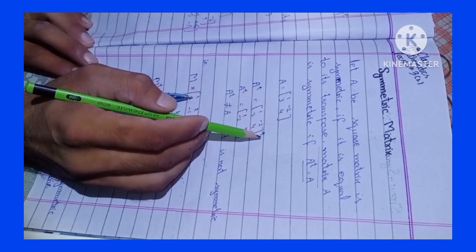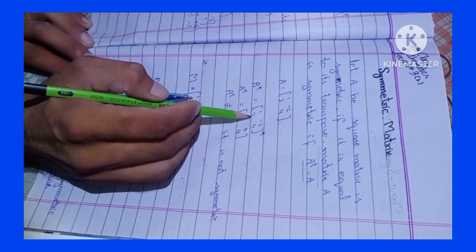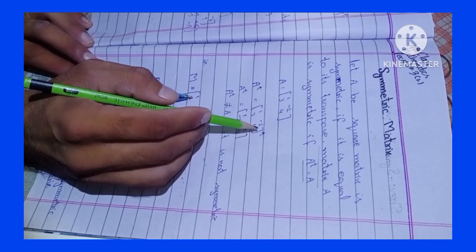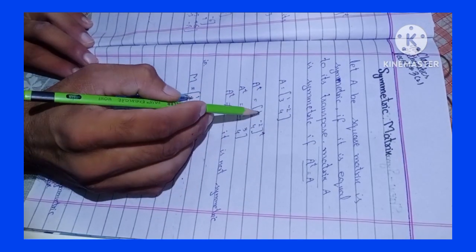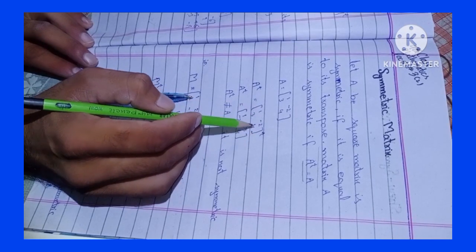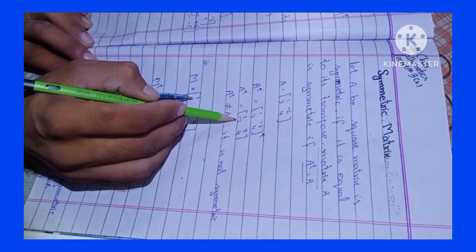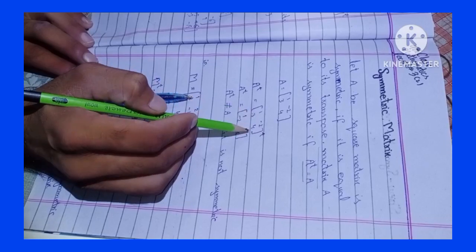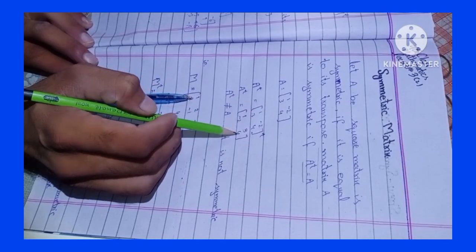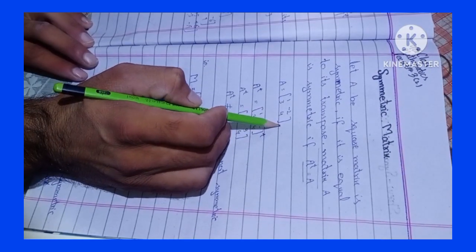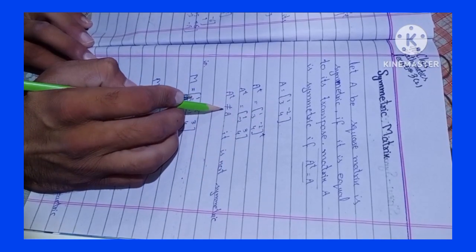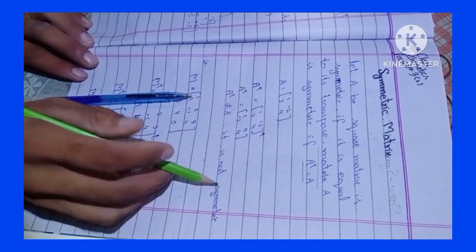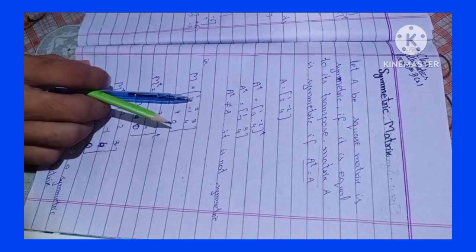For its transpose, rows change into columns and columns change into rows. The first row, 1 minus 2, changes into a column, and the second row, 3 4, changes into a column. These are not equal to matrix A. A transpose is not equal to A. It is not symmetric.